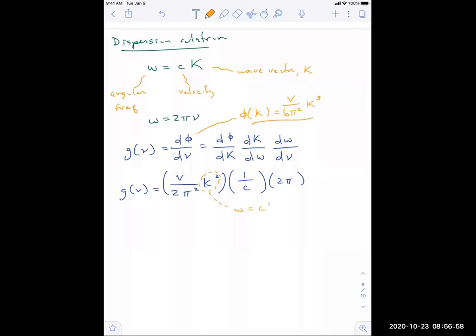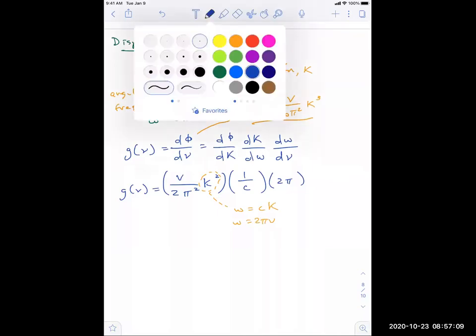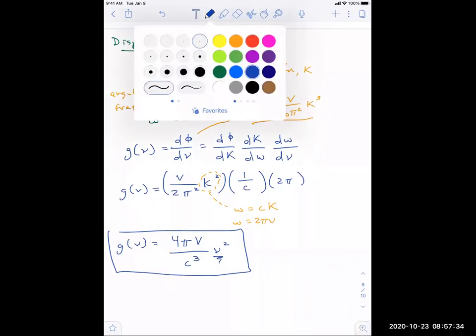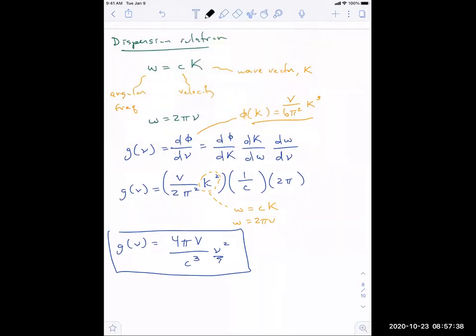So I know that omega equals c times k, omega equals 2 pi nu, and so then I can rearrange for k in terms of omega. So if I remove that k in favor of omega, I'll eventually get that my density of states in normal frequency space is related to the frequencies squared. So then that looks something like this. Just a quadratic dependence on the density of states. So this is proportional to nu squared.